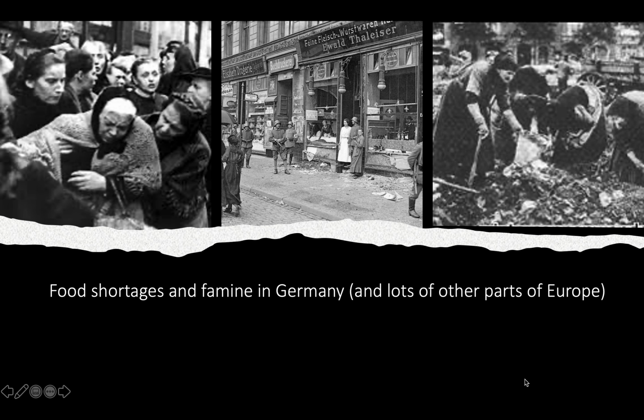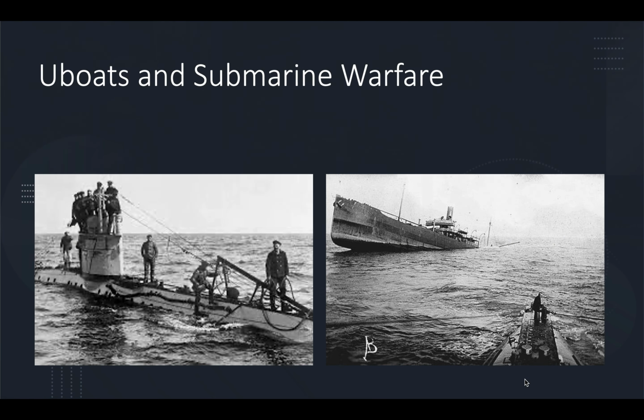There's food shortages and famine. There's Hungersnot in Germany, and in fact in lots of parts of Europe because of this blockade. And the Germans realize that they're not going to starve to death, and most importantly, they're not going to be able to get enough materials in order to carry on fighting, then they're going to have to do something about the blockade. And this is when it gets to U-boats and submarine warfare.